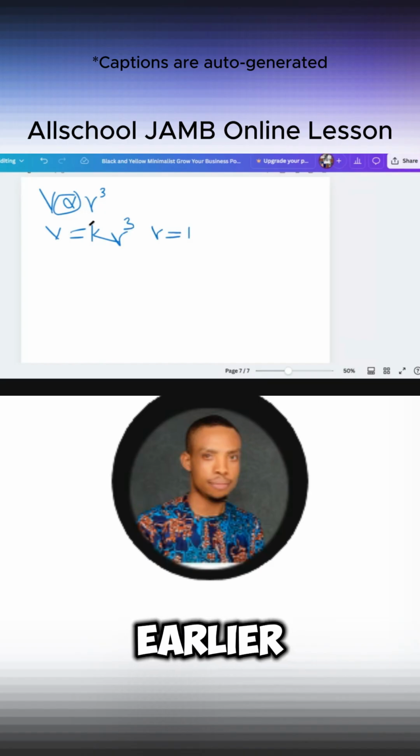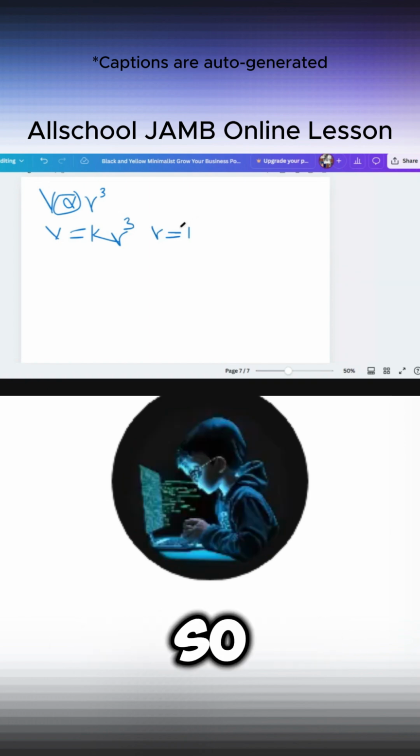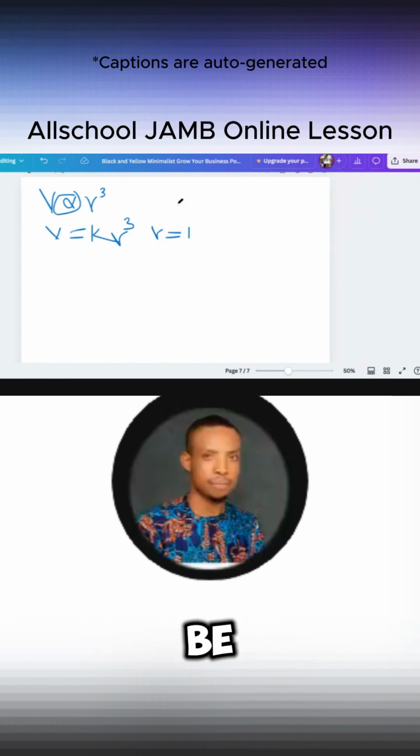As I was saying earlier, initially r has to be 1 before it will be doubled. If it's 0, that means everything here will become 0, V will become 0. So there's no way r can be 0. r will start from 1. Do you understand?